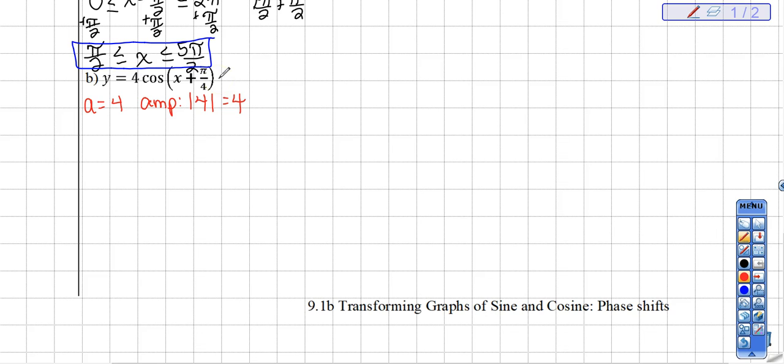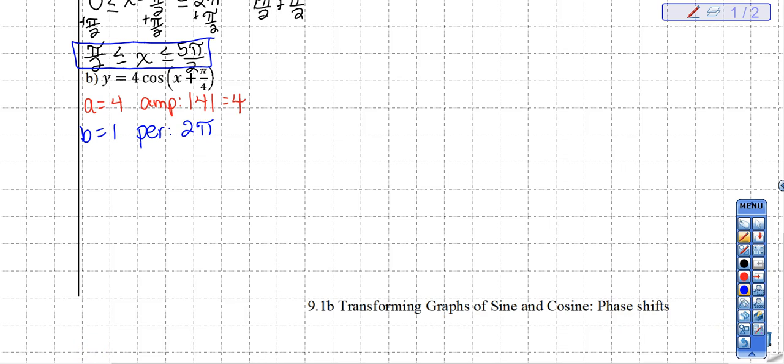So all I'm going to do, instead of on my y scale going by 1 and -1, I'm just going to mark 4 and -4, and I'm just going to draw my cosine curve. Okay? So I'm just going to adjust the scale on my y-axis to go up 4 and down -4, and that'll be my max and min. Your b term is 1. So your period is 2 pi divided by the absolute value of 1. I think you guys have got that by now.